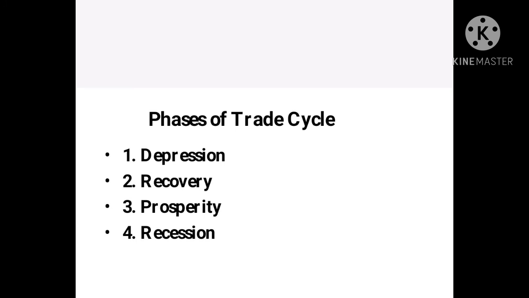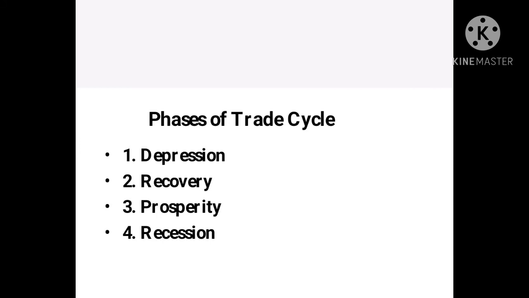According to Keynes, a trade cycle is composed of periods of good trade characterized by rising prices and low unemployment percentages, alternating with periods of bad trade characterized by falling prices and high unemployment percentages. Now, there are four phases of trade cycles. First, depression. Second, recovery. Third, prosperity. Fourth is recession.